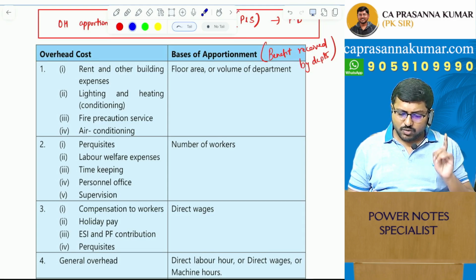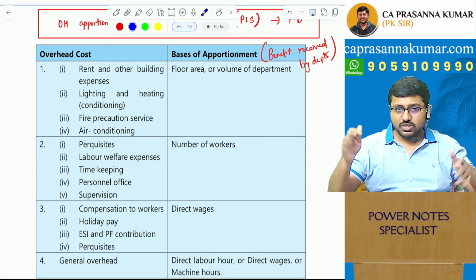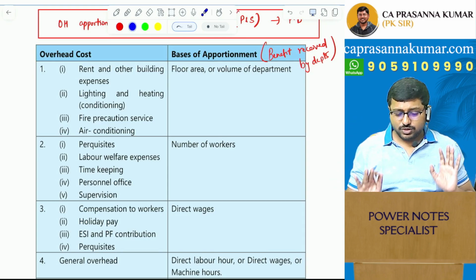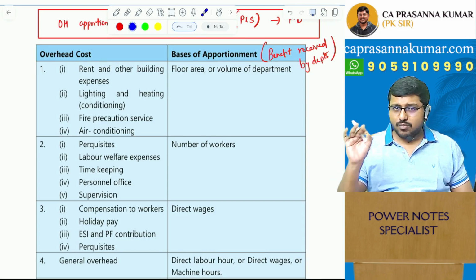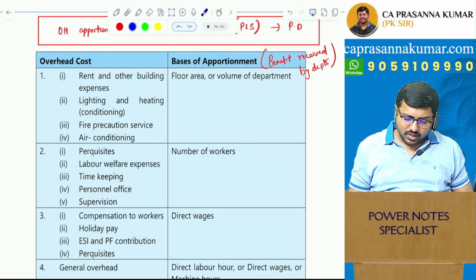Now we are talking about apportionment of the overheads to all the departments, irrespective of whether it is production or service departments. Clear? Primary distribution, which we call, or you can also call it just apportionment. When we do secondary distribution, you can call it reapportionment. Okay, now look at this.